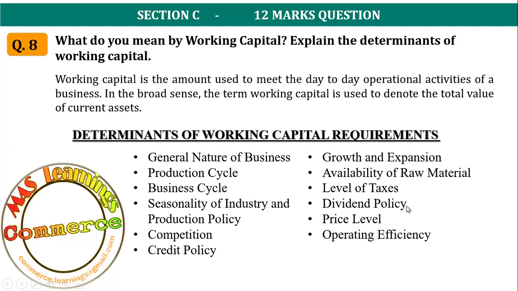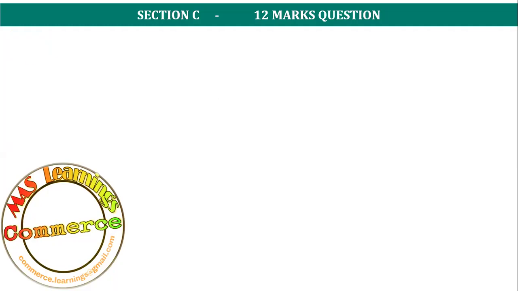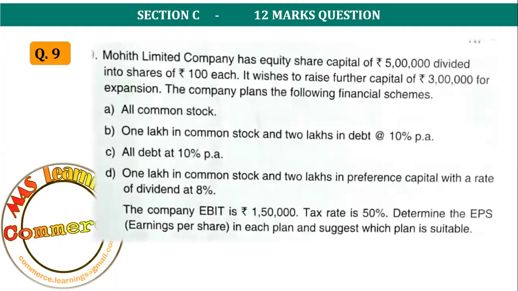If you are distributing dividend, more amount of working capital. If you are retaining, less amount of working capital. So these are all determinants of working capital. Now let's move forward to next. That is the ninth question.